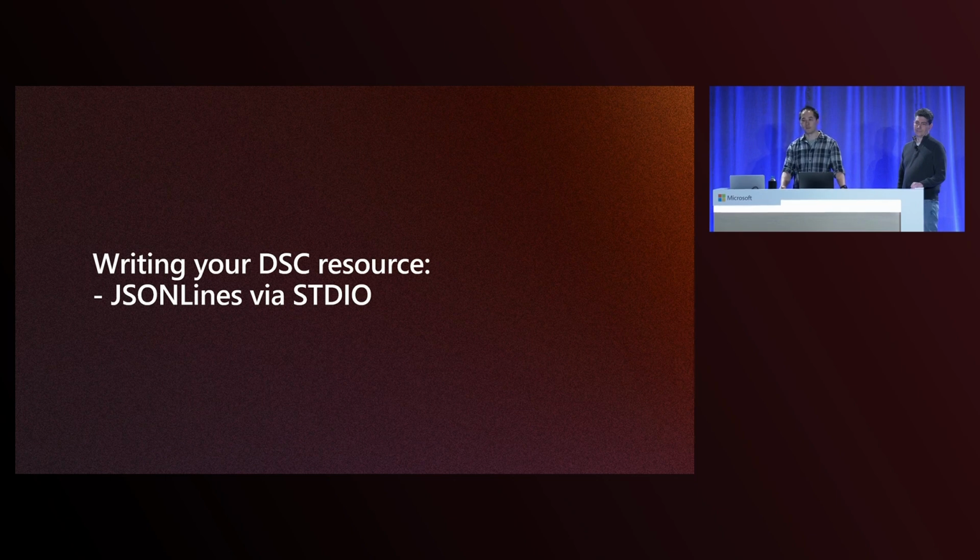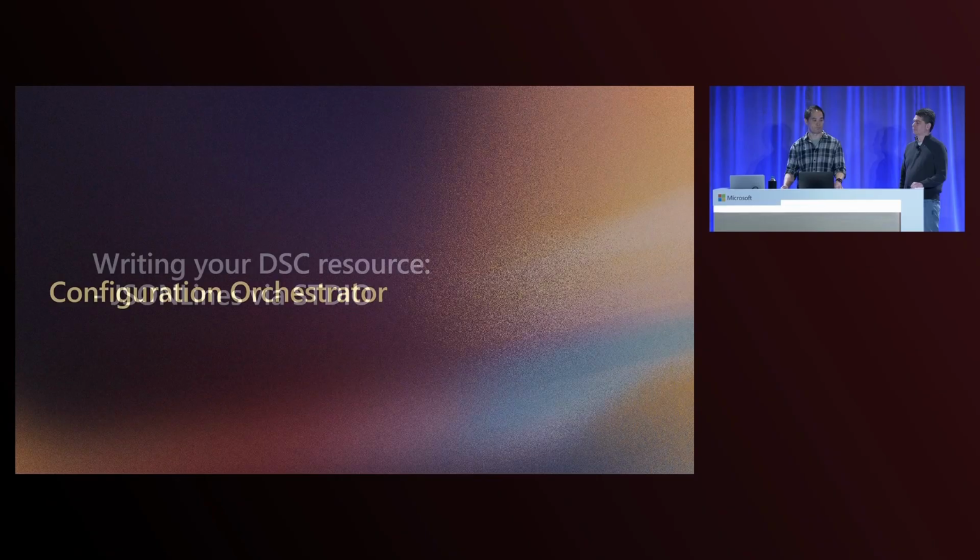The transport between your resource and the DSC engine is just standard input-output, right? This is why, if your thing is callable from the command line, you just output to standard out, and it's going to be JSON lines.